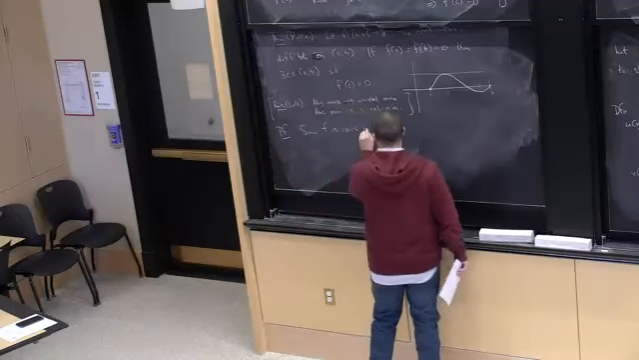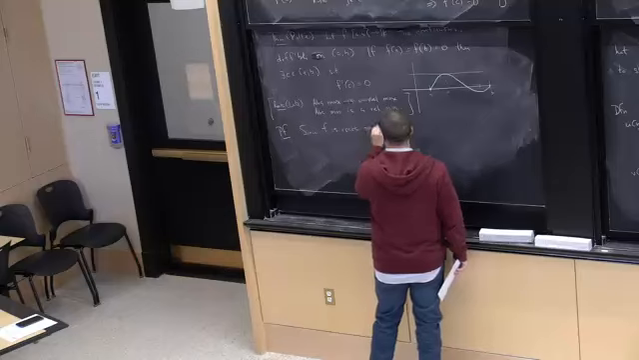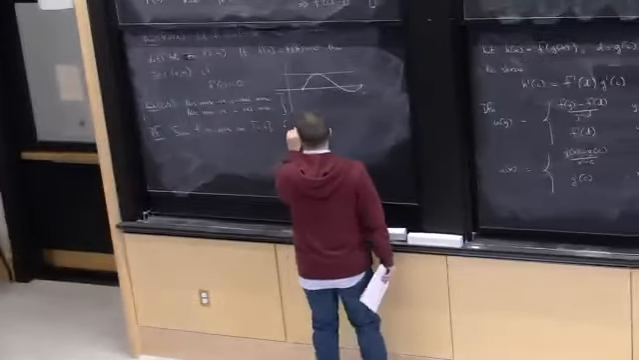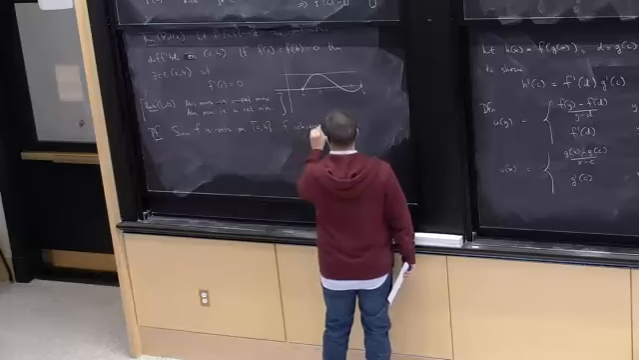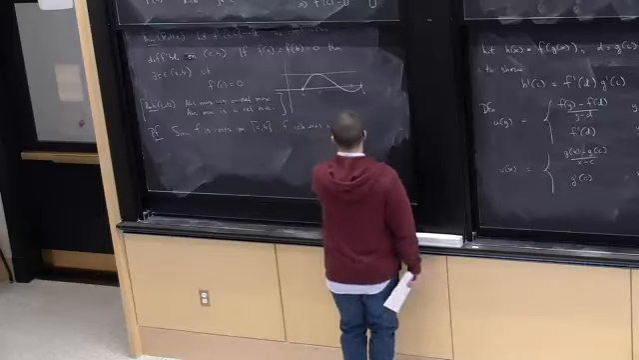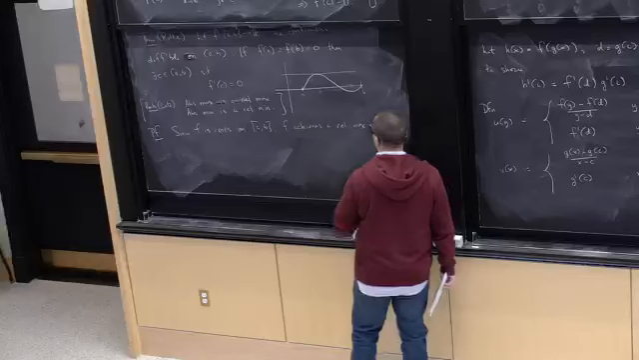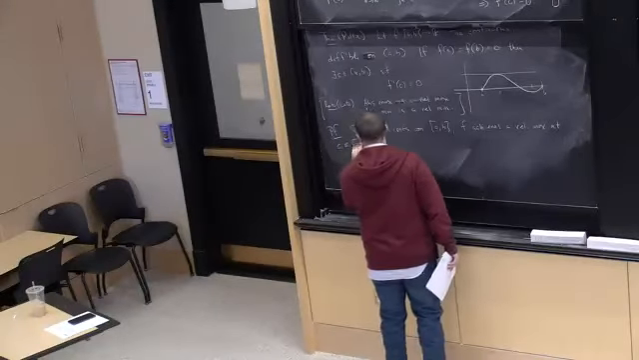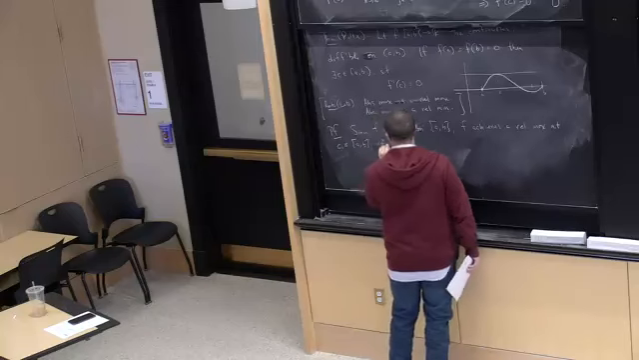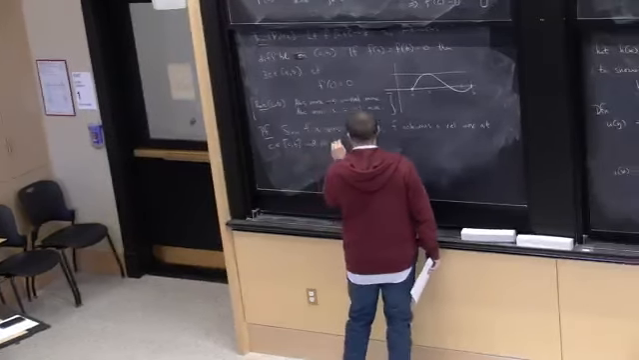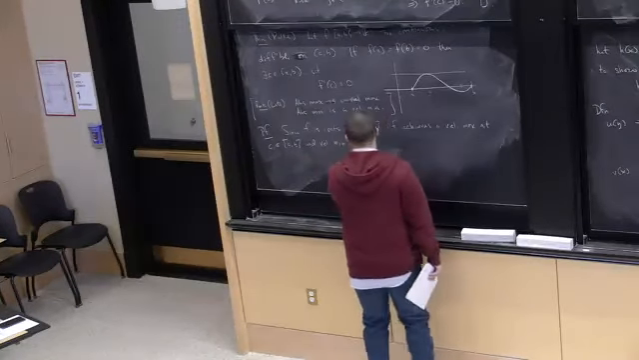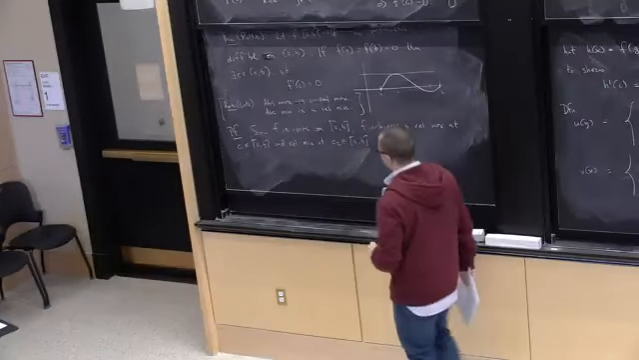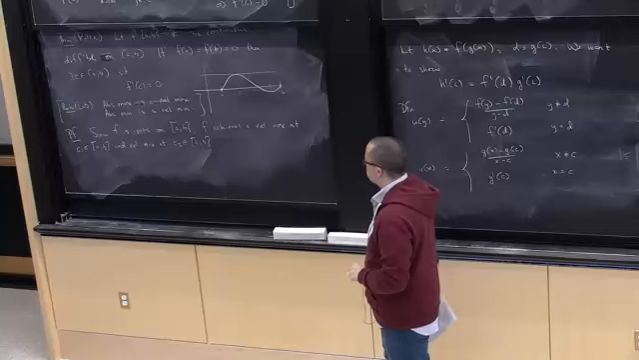Since f is continuous on AB, f achieves a relative max at some point C1 in AB, and a relative min at C2 in AB. Okay?